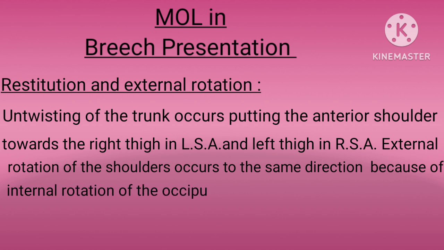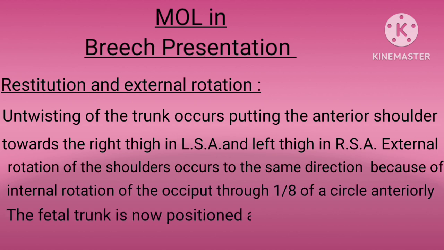Or left sacral anterior, you can say, and the left thigh in RSA if the position is right sacrum anterior. External rotation of the shoulders occurs to the same direction because of internal rotation of the occiput through 1/8 of a circle anteriorly. The fetal trunk is now positioned as dorso-anterior.